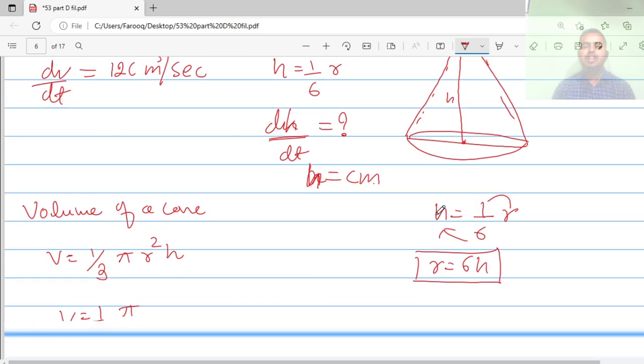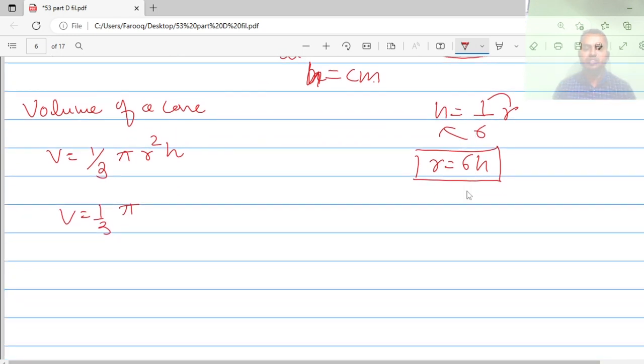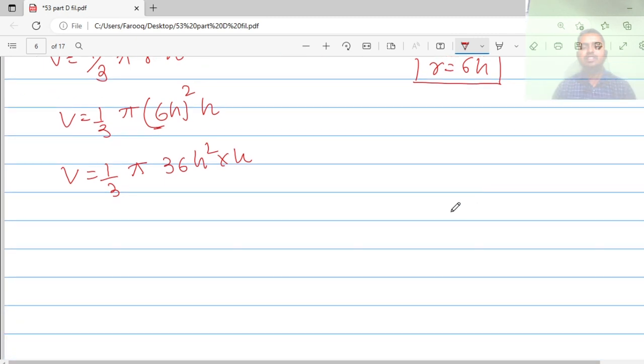R is equal to 6H, that we are writing here in terms of H. R square means 36 H square. And V is equal to 1 by 3 pi into 36 H square into H. Then V is equal to 1 by 3 pi 36 as it is, H square into H is H cube.